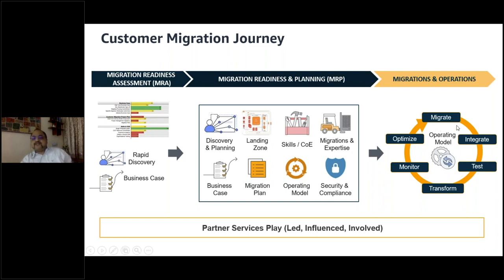Migrate, integrate, test, transform, monitor, optimize. Once these two phases are done properly, migration becomes a simple cakewalk. Either you do it manually, where your application team comes in, we give you the servers and they install it, or you can say this is a legacy system and I need some automation tools. Tools like AWS CloudEndure can help you migrate from anywhere to the cloud.